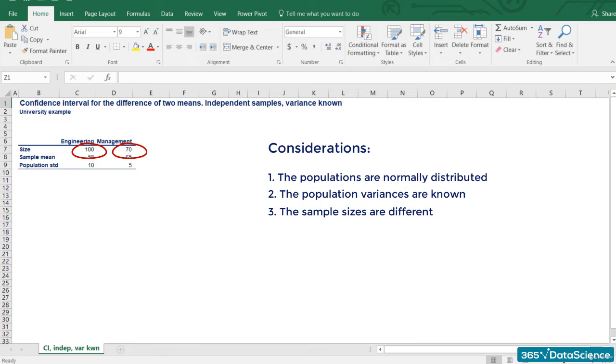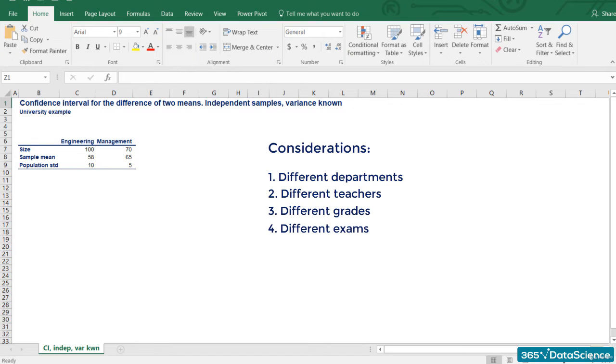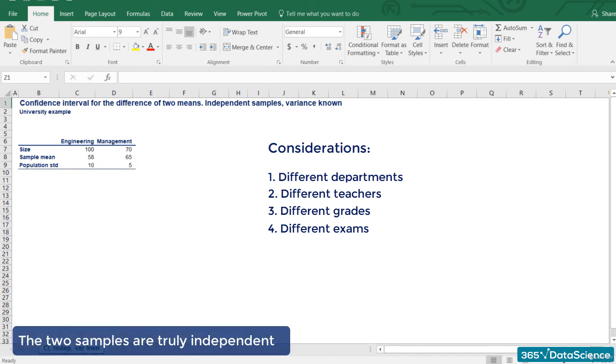In our previous lesson, when we had dependent samples, we were testing the same people over time, so it made sense that the sample sizes were equally big. This time, however, the observations are completely different. They are students from different departments with different teachers obtaining different grades when taking different exams. The grade of a person from engineering doesn't in any way affect the grade of a person studying management, right? The two samples are truly independent.